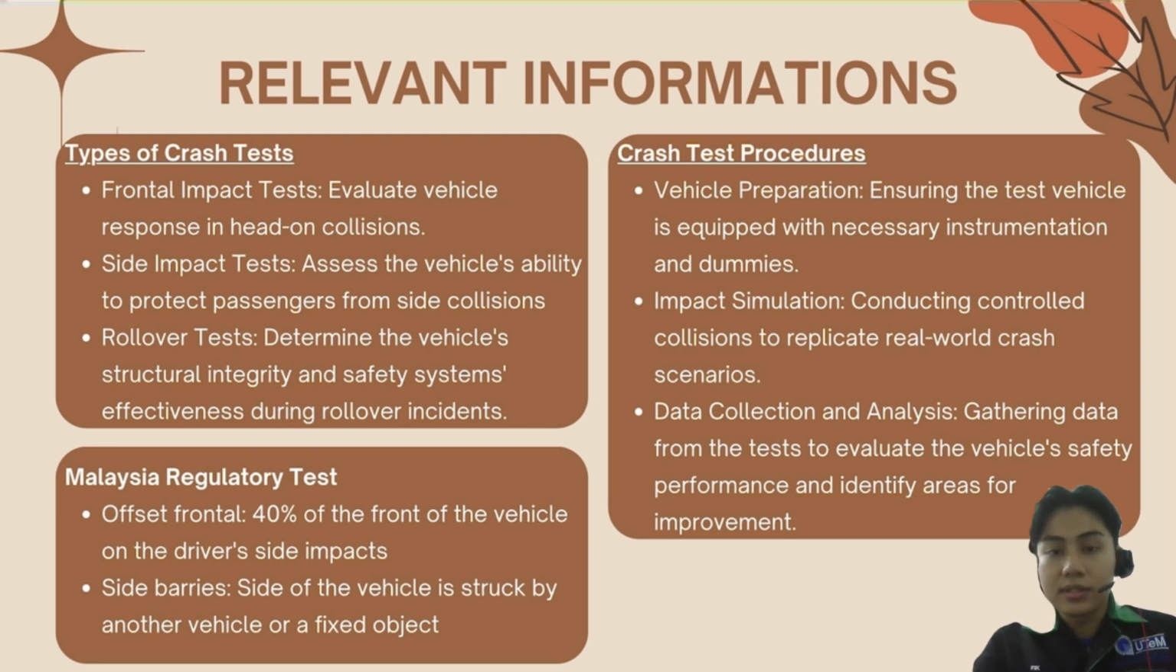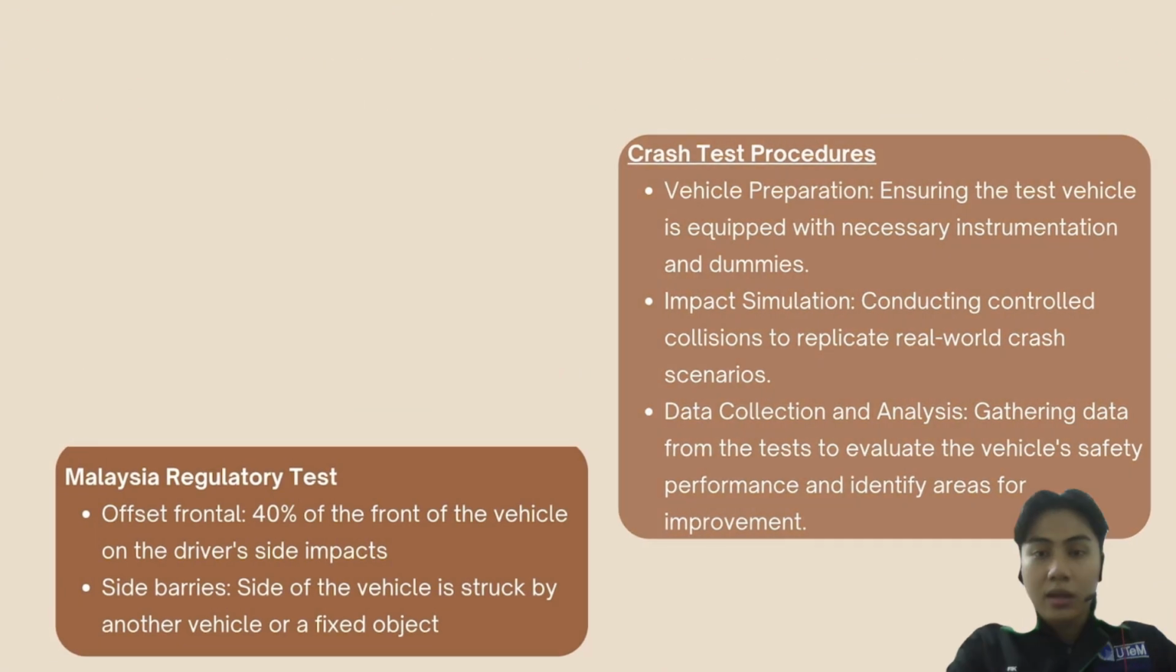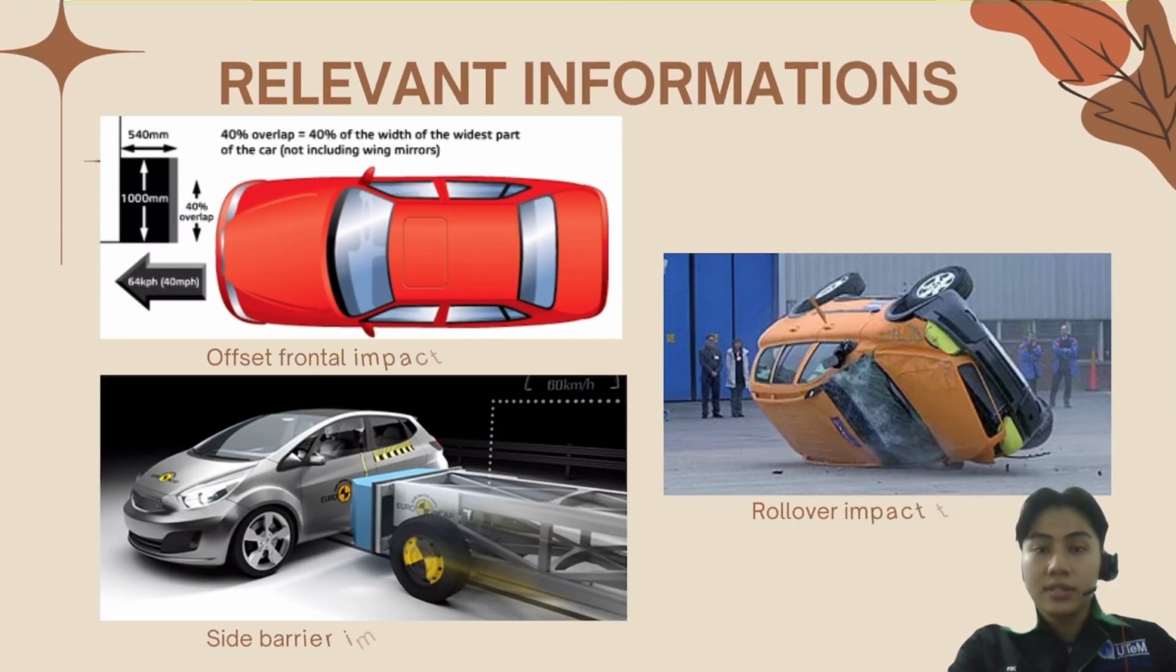And we go to the third part, the Malaysia regulatory tests. Basically in Malaysia, the famous test that we do is the offset frontal, where 40% of the front of the vehicle on the driver's side is impacted. And the second one is the side barrier test, where the side of the vehicle is struck by another vehicle or a fixed object. So as we can see here, these are the three famous impact tests: the offset frontal impact test, the side barrier impact test and the rollover impact test.